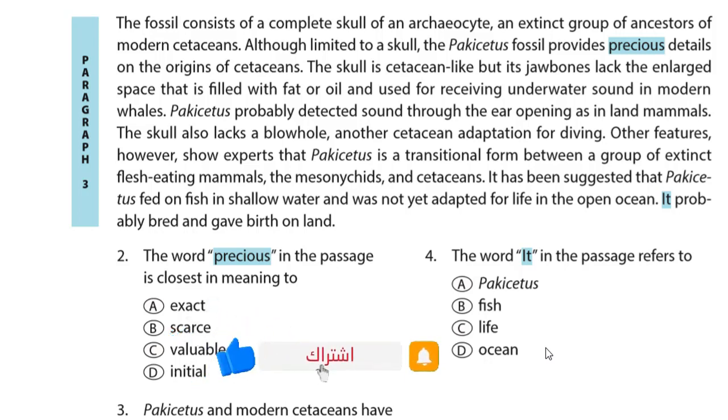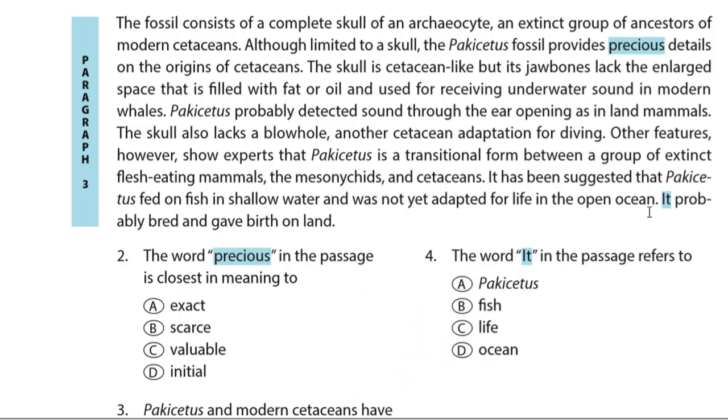Pause the video, try to solve the question, then we're gonna solve it together. Okay, we find "it" from here. We go back to the beginning of the sentence. It has been suggested that Pakicetus fed on fish in shallow water and was not yet adapted for life in the ocean. It probably bred and gave birth on land. So what is the right answer? Pakicetus, yeah, because we talked about Pakicetus.